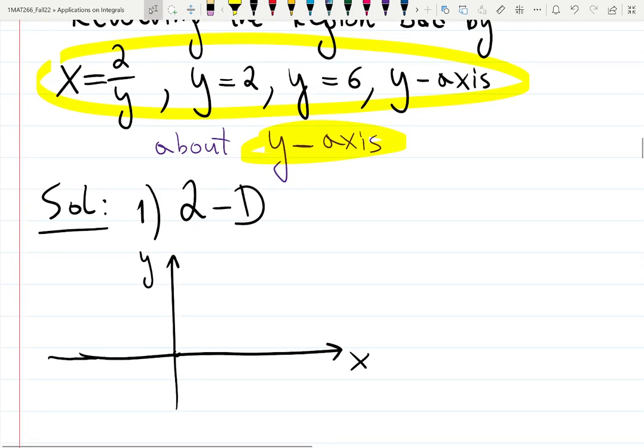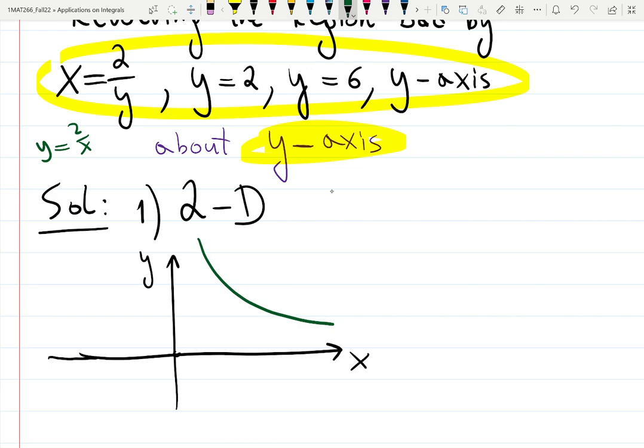What is the easiest one in the list? The y's. y equals 2 and y equals 6. I will do them later because it's a slice. I will do x equals 2 over y. x equals 2 over y can be rewritten as y equals 2 over x, right? And we had this function before. It's something like this. I will just keep this one. Then it is infinite, as you understand.